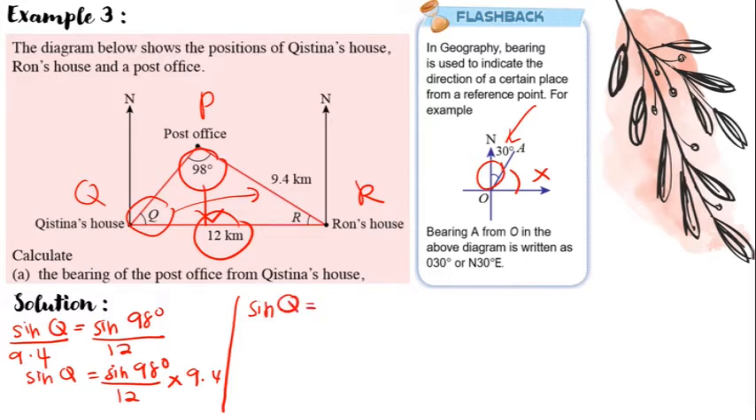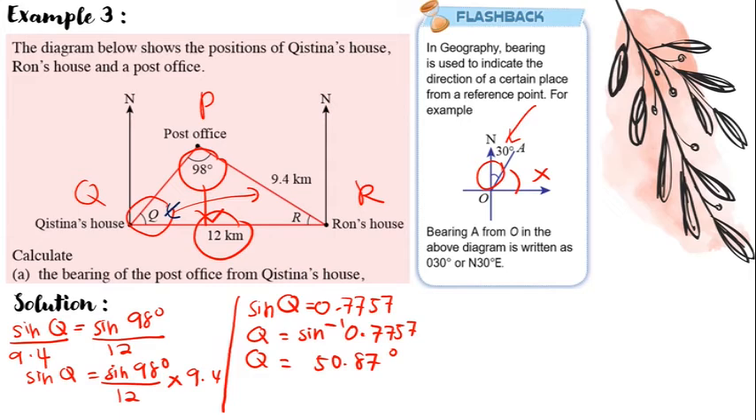You press the calculator and you will get sin Q is equal to 0.7757. So how to find Q? Shift sin of 0.7757, and you will get the answer as 50.87 degrees. So this is the size of angle Q here.